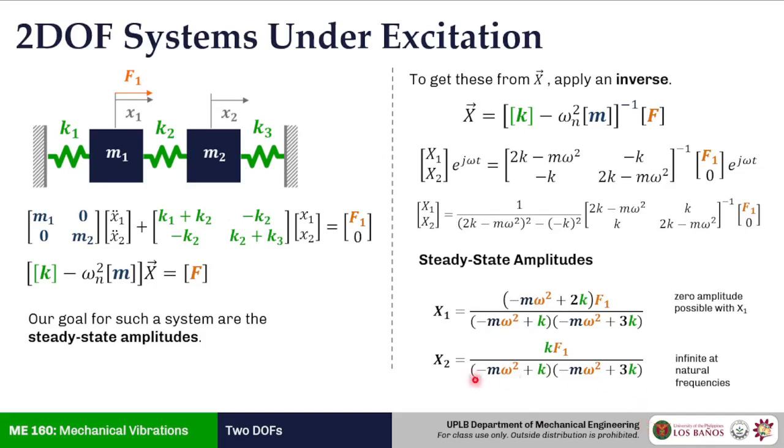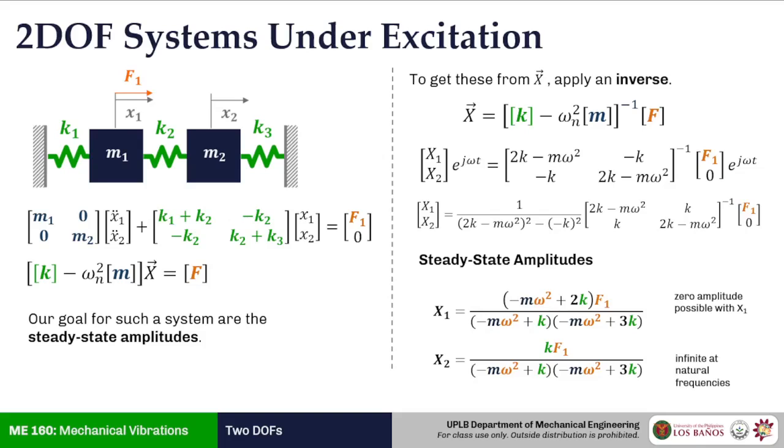So now we have two notions for our steady state amplitudes. First and foremost, on our denominator, we have our natural frequencies. If omega hits those natural frequencies, what happens to the amplitudes? They grow to infinity. And for x1 uniquely, at least for this case, we have a condition for a zero amplitude.